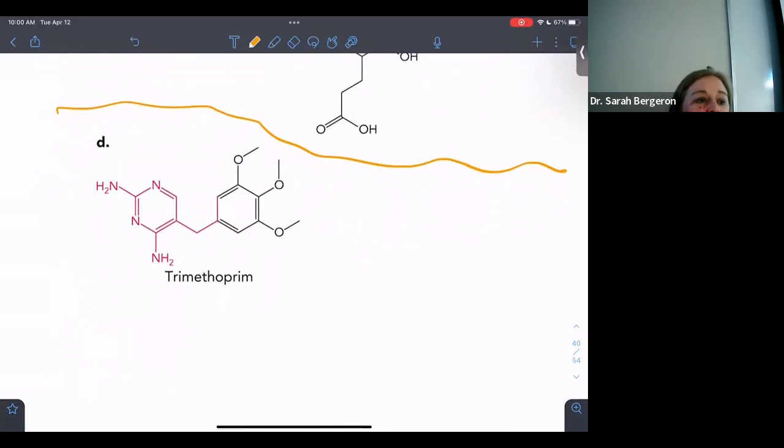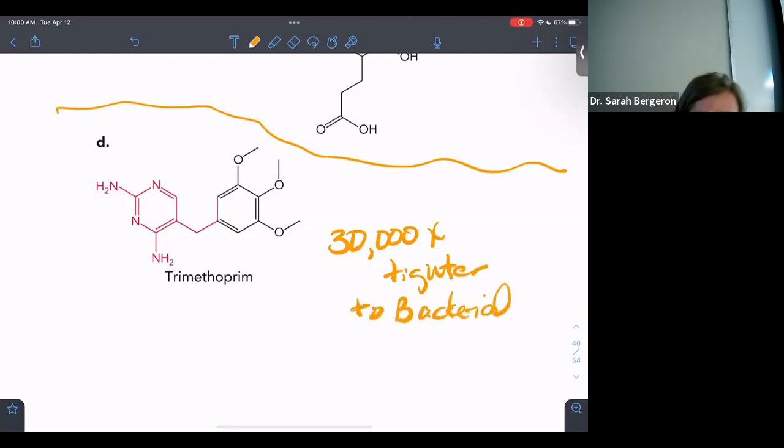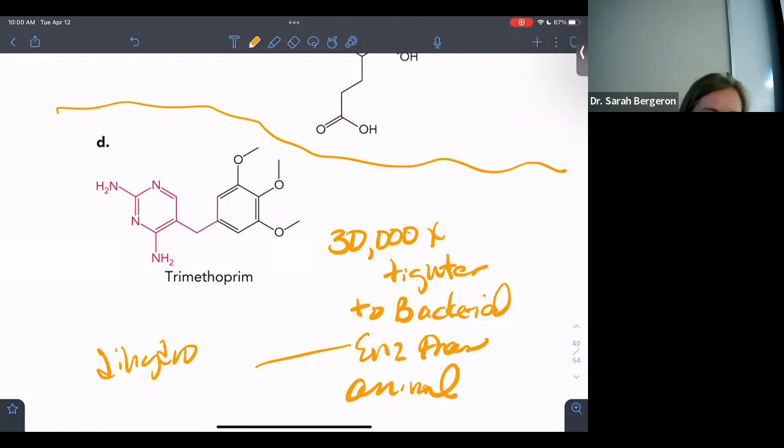Do you remember how I told you there were differences in the animal and bacterial enzyme, right? You had different substrates that were required. It's highly conserved, yes, but there are differences. And so this one actually binds like 30,000 times tighter to the bacterial enzyme than animal. So what could we do? And the enzyme is the dihydrofolate reductase.